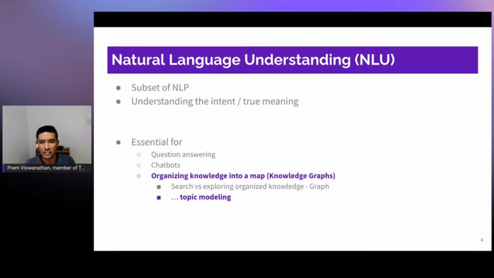So natural language understanding is essentially a subset of NLP with the core objective being understanding the intent or the true meaning of a document or a sentence or a message or whatever that may be. That ability to understand the core intent or the true meaning is essential for question answering, chatbots. It's essential for enabling search. Semantic search is upcoming and very effective today, thanks to advancement in transformers and large language models. And a lot of that ability is thanks to the understanding that large language models can bring to the table. And one other piece within that is topic modeling.